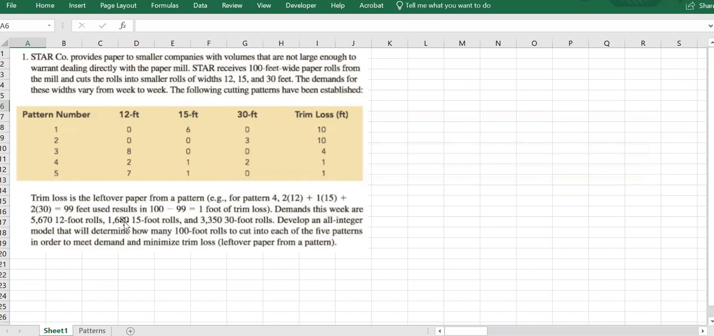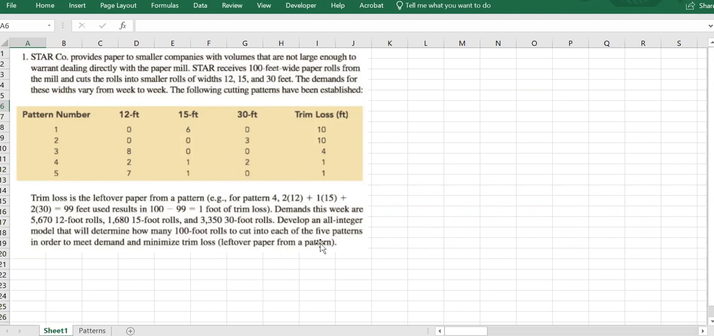We have the demand in this question. The demand for 12 feet rolls is going to be 5,670, 1,680 for 15 feet rolls, and then 3,350 for 30 feet rolls, right?